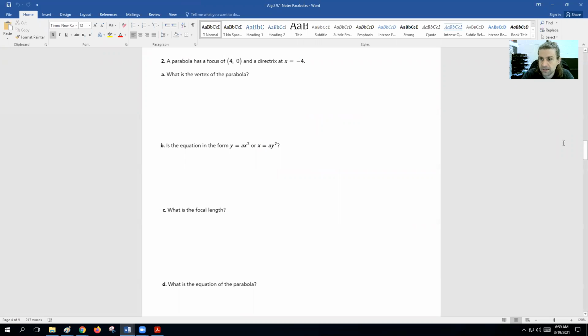And what we're going to do is like what we did yesterday, where we found the equation of a parabola, knowing the focus and the directrix. And then we're going to see if we can make a little bit of a shortcut with it. So let's first look at this problem here.